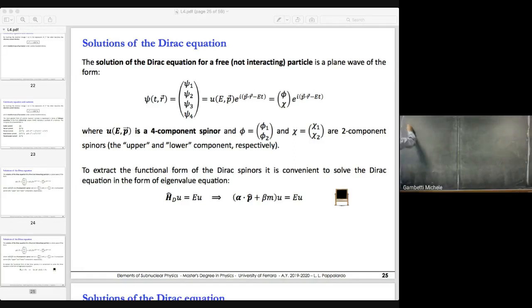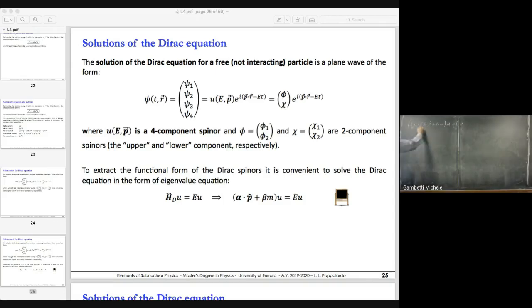Okay. So we start with our Dirac Hamiltonian acting on the eigenfunction u. It is alpha dot p plus beta m c squared, and then this is equal to E u. This is our eigenvalue equation.